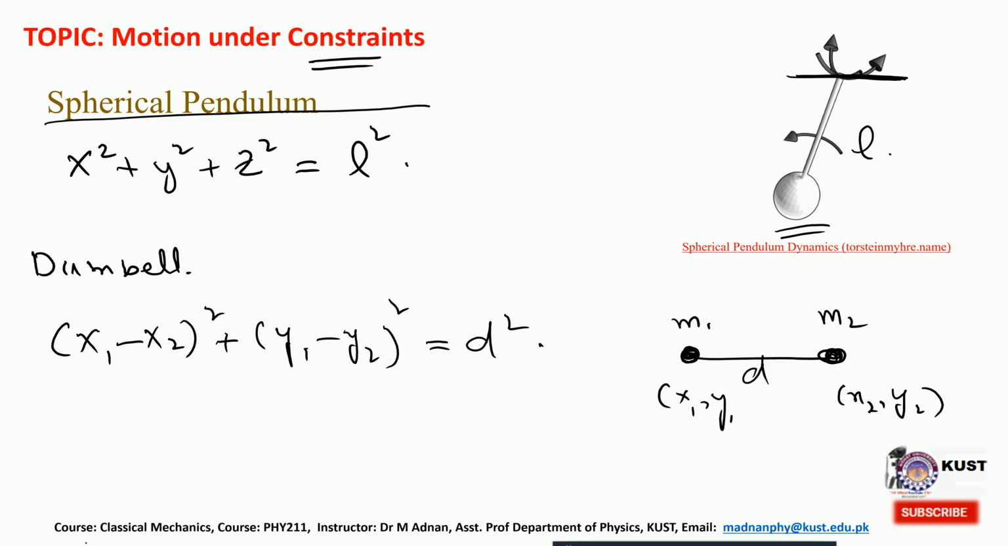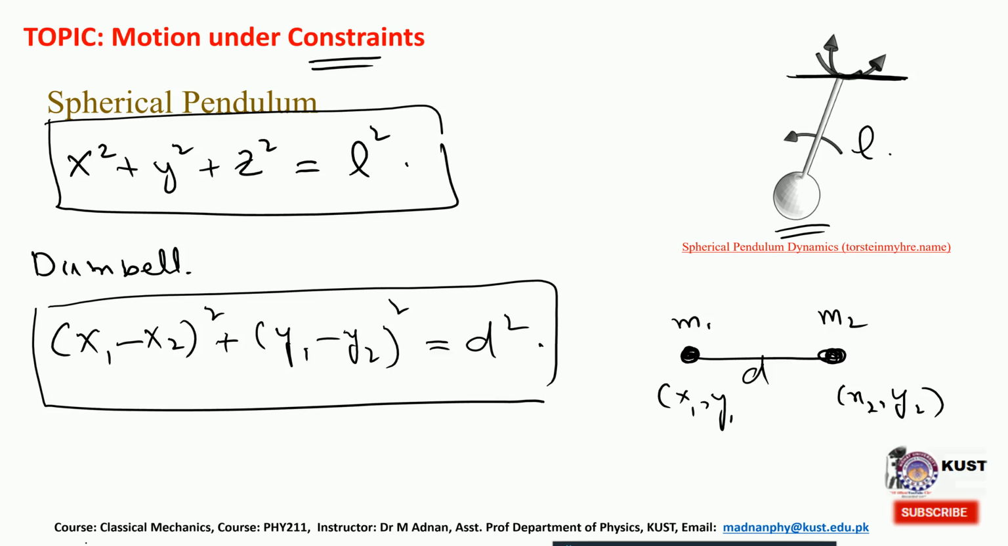So in both of these examples, the equations of constraints are expressed in terms of an equation. So they are holonomic constraints. Before we move forward to discuss the motion of a system under constraint, we need to discuss or relate the degrees of freedom with the introduction of constraints.